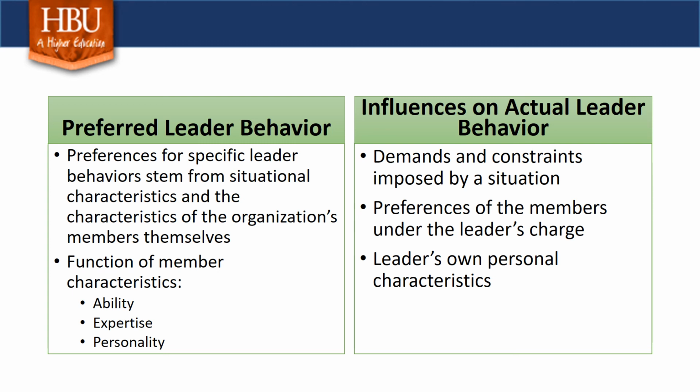Think back again to that multidimensional model of leadership. We talked just previously about the required state of leader behavior as well as the situational characteristics. Here we're going to discuss those preferred leader behavior states and the actual leader behavior states. Preferred leader behaviors are preferences for specific leader behaviors that stem from situational characteristics and the characteristics of the organization's members themselves. The influence on actual leader behavior is what actually goes on. It's the demands and constraints imposed by a situation, preferences of the members under the leader's charge, and the leader's own personal characteristics. It's the required, it's what is preferred, and it's what actually happens.